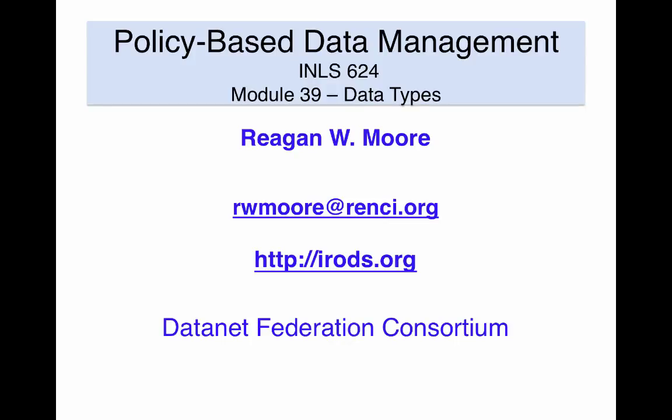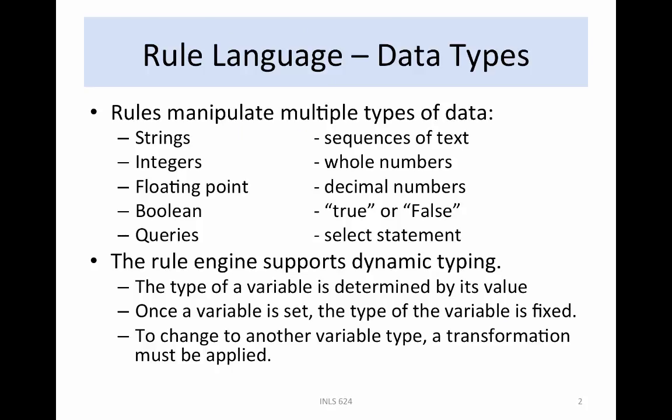The iRODS rule language supports the common data types used in programming. Within a policy, multiple types of information are manipulated. A rule may use a string to define a storage location, or use an integer as a counter in a loop, or use a double floating point variable to sum data sizes, or use a Boolean variable in a conditional test, or issue a query on the metadata catalog. The rule engine tracks each of these variable types and checks for consistent use.